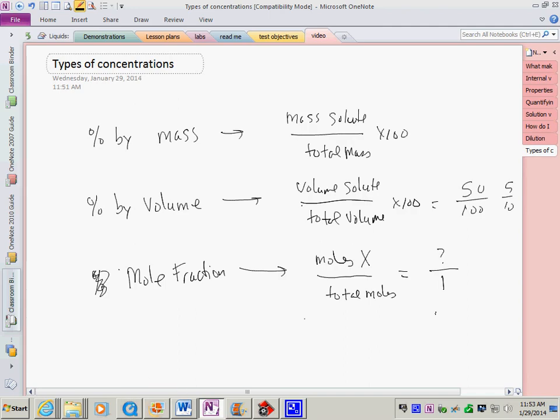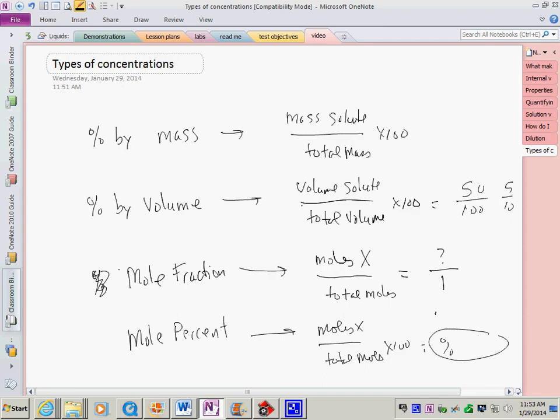If you want to do out of 100, they have a thing called a mole percent. Not as common, it would just be moles of X divided by total moles times 100, which would give you a percentage of the particles due to that particular substance. Sometimes mole fraction is used a little more in gases. Thank you very much.